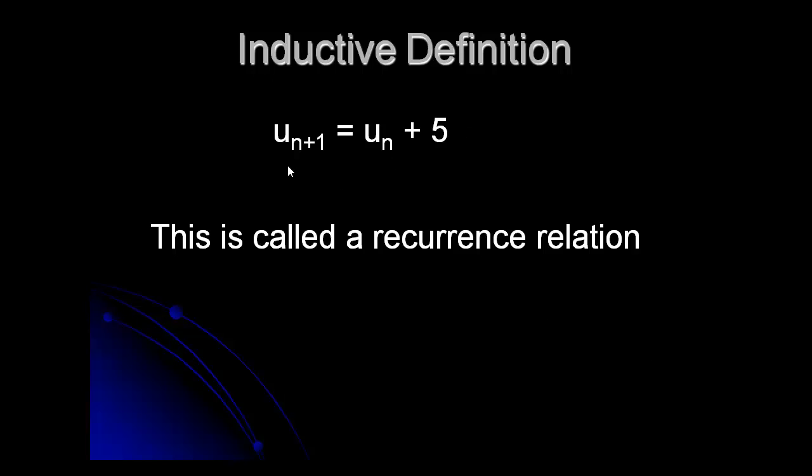This type of relationship, this type of way of writing sequences in terms of how we get from one term to the next term is called a recurrence relation. And in this particular one, you can see that this plus 5 is the recurring element, isn't it? To get to each next term, we're always adding 5.